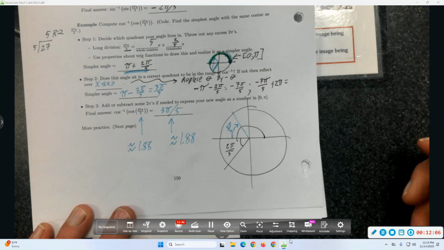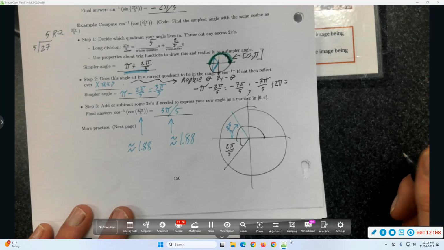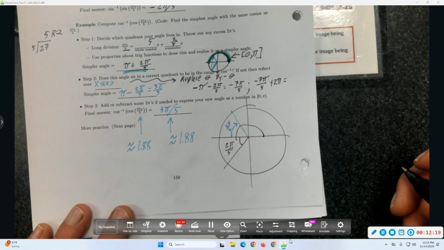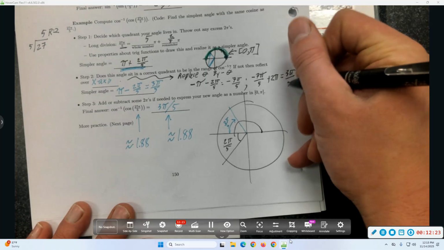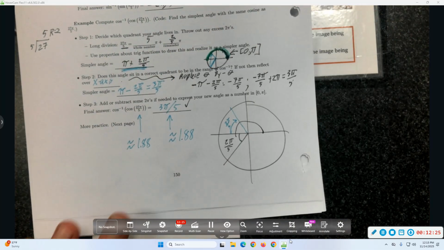What's negative 7 pi over 5 plus an extra 2 pi? I hear 3 pi over 5? Because right, the 2 pi is going to be 10 pi over 5. Oh, good. It got us to the same place. So there's more than one way to get to the end result of these computations.